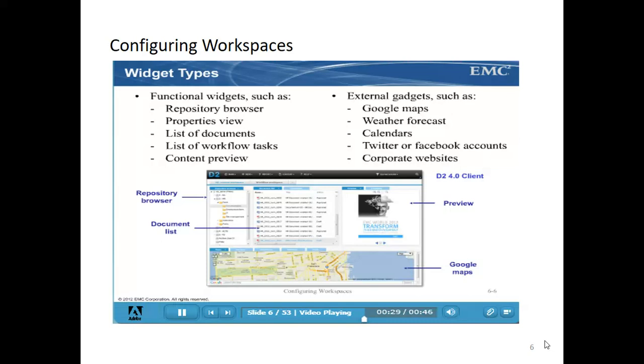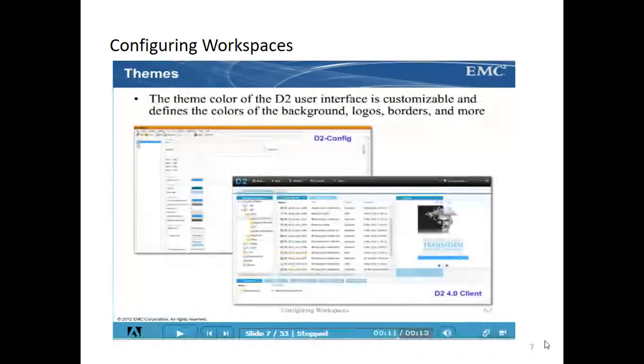And the property viewer: if you right click a document, the properties will show, no, that is called the property viewer. And the list of documents, the main content in the center position, the document list is there, that they are representing. And then a list of workflow tasks and content preview. On the right side the thumbnail preview or document preview is there, that is what they are saying. Workspace also we can configure the option. Next, external widgets such as Google Map, weather forecast, calendar, Twitter, Facebook, corporate website, those things we can define under external widget.